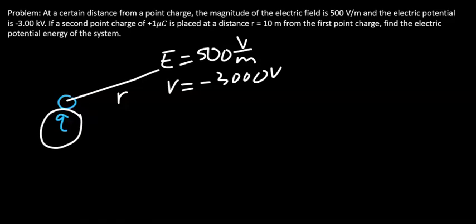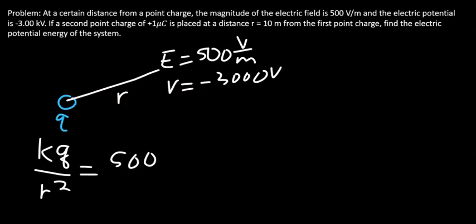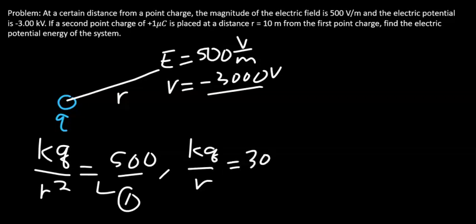First, we need to figure out what Q is. Since the magnitude of the electric field is given by the expression KQ over R squared, and that is 500, that is equation 1. We also know the electric potential is minus 3000 volts. The minus tells us that this charge is a negative charge. However, let's just look at the magnitude of the potential. KQ over R is 3000 volts, and that is equation 2.